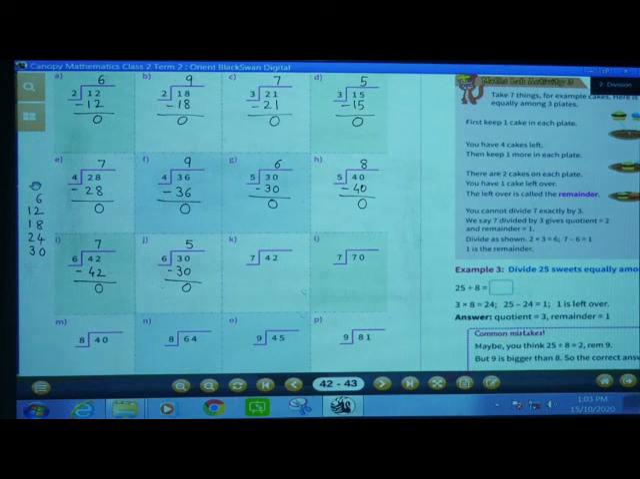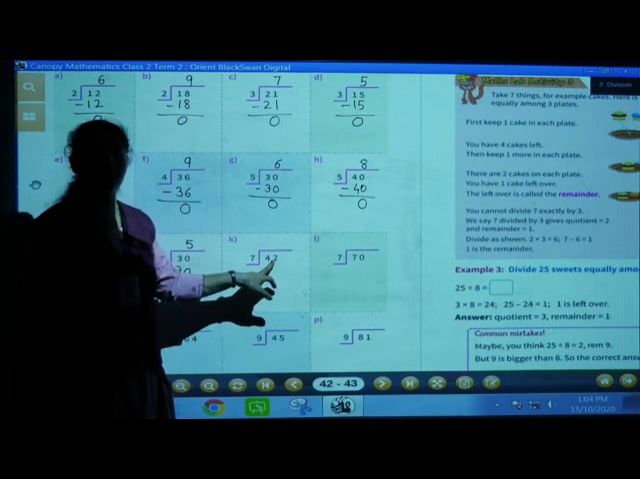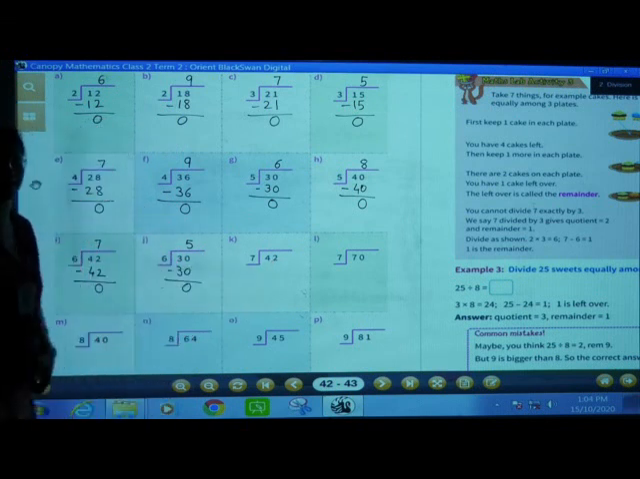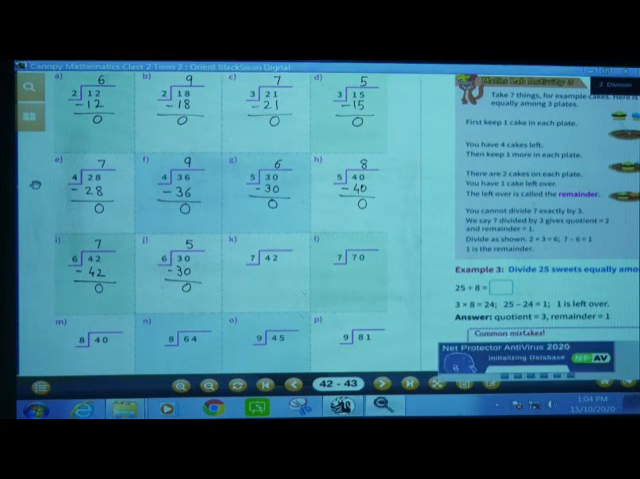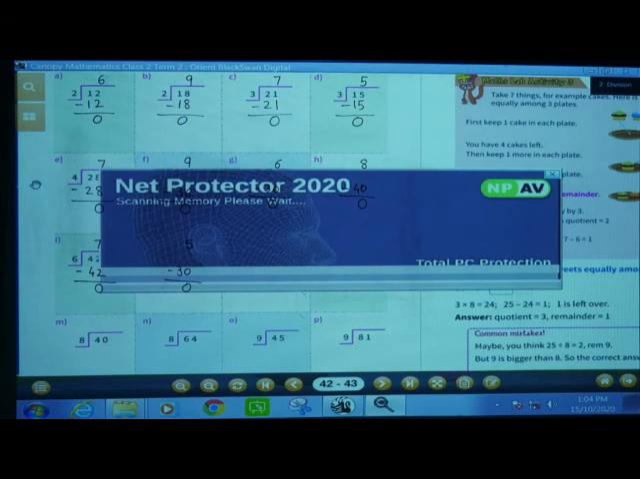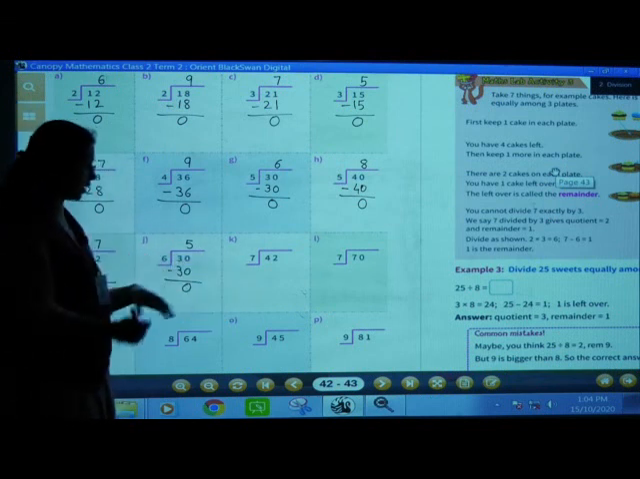Next, K number, 42 divided by 7. 42 divided by 7 means 42 is the dividend and 7 is the divisor.